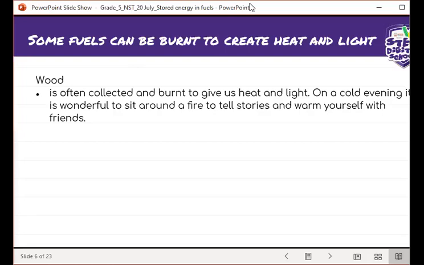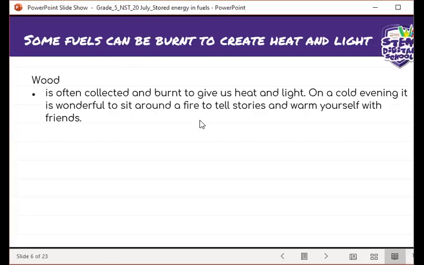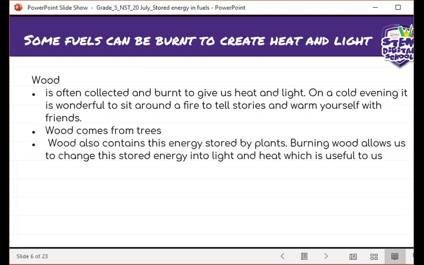On a cold evening, it is wonderful to sit around a fire to tell stories and warm yourself with friends. Okay, sitting around the fire. I'm not sure if you guys have done that, but it is quite an awesome experience. And wood comes from trees. Wood also contains this energy stored by plants. Burning wood allows us to change this stored energy to light and heat, which is useful to us.